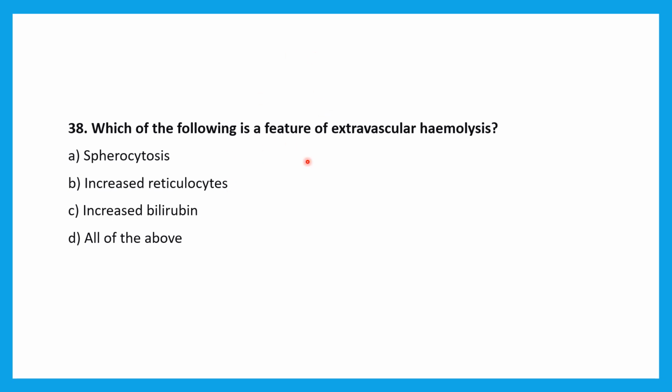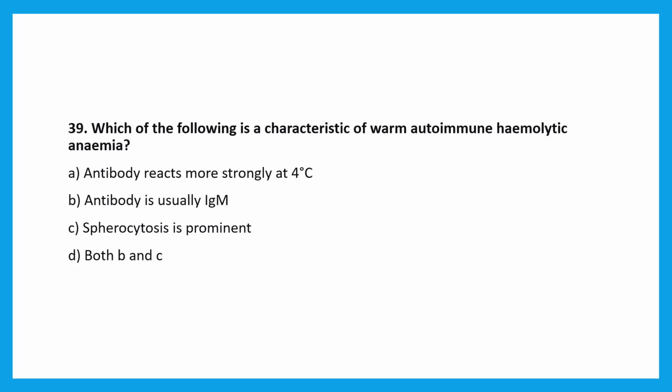Question 38. Which of the following is a feature of extravascular hemolysis? We also discussed this, and we said that all of the above are features: spherocytosis, increased reticulocytes, increased bilirubin. These are the features of extravascular hemolysis, where RBCs are destroyed in the spleen or liver. That's what we discussed.